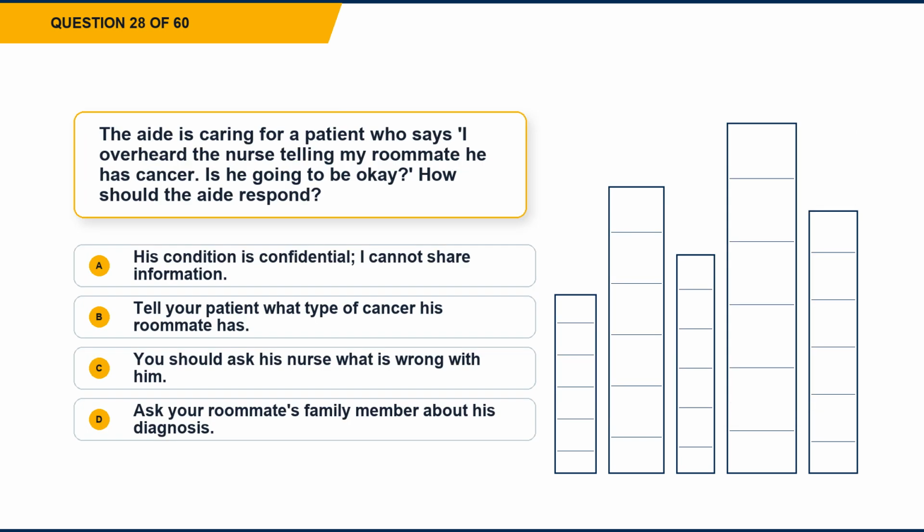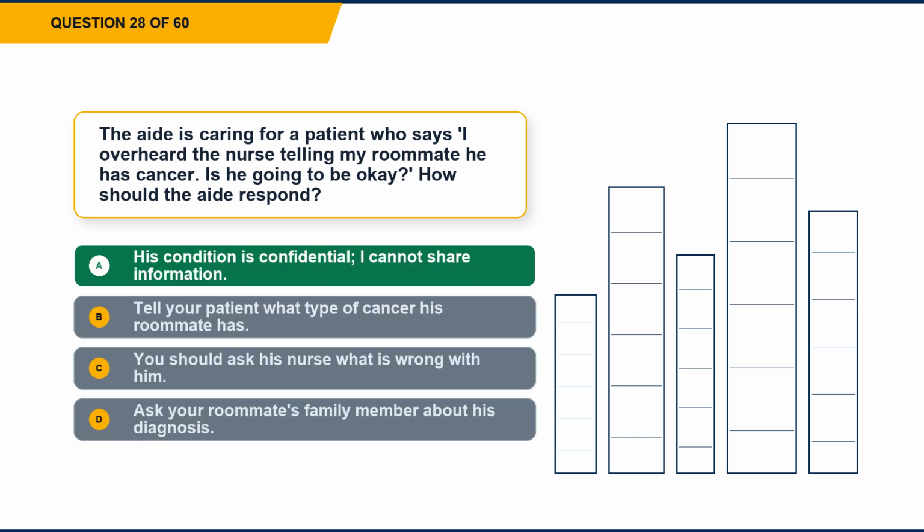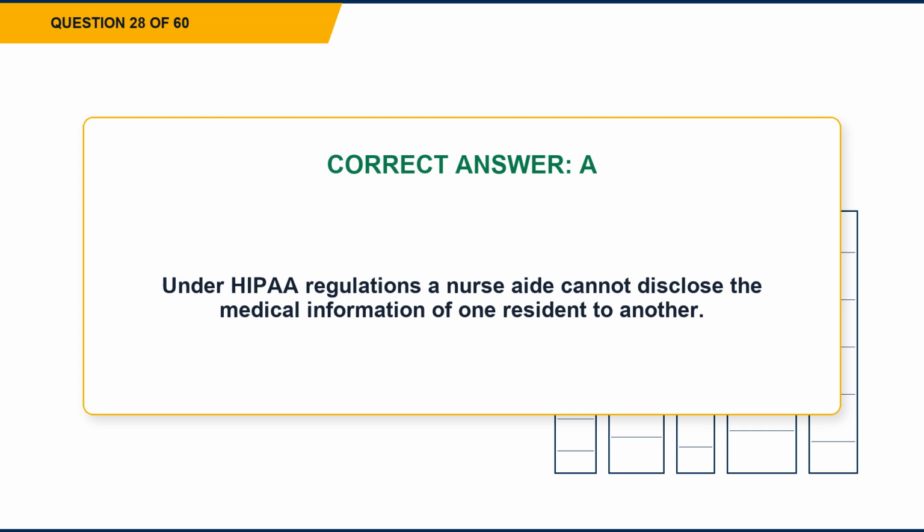Question 28. The aide is caring for a patient who says, "I overheard the nurse telling my roommate he has cancer. Is he going to be okay?" How should the aide respond? Option A, his condition is confidential, I cannot share information. Option B, tell your patient what type of cancer his roommate has. Option C, you should ask his nurse what is wrong with him. Option D, ask your roommate's family member about his diagnosis. The correct answer is option A, his condition is confidential, I cannot share information. Explanation. Under HIPAA regulations, a nurse aide cannot disclose the medical information of one resident to another.